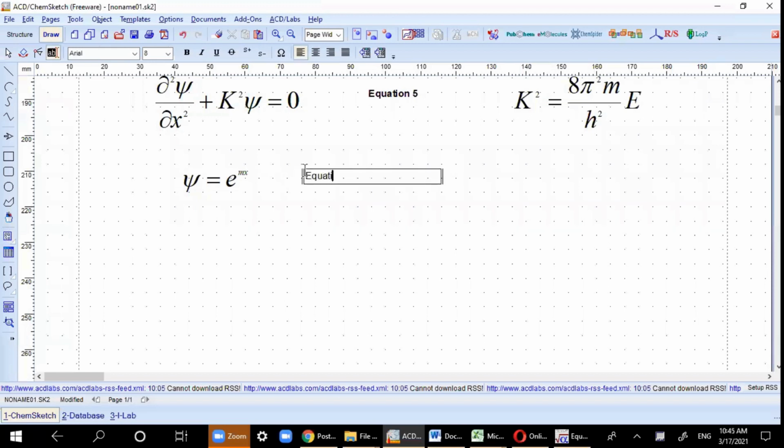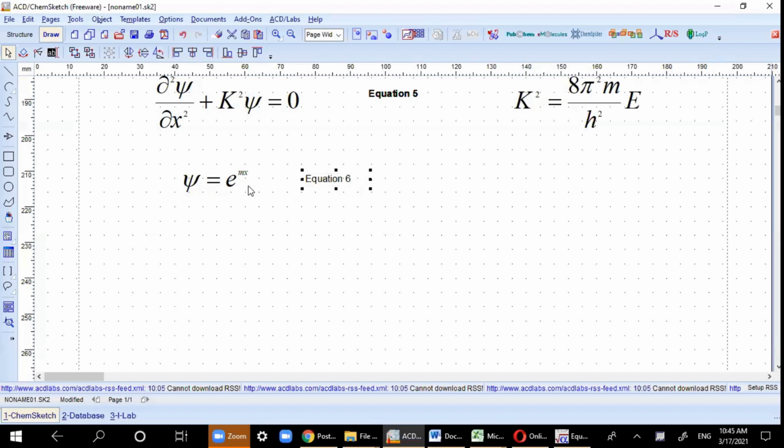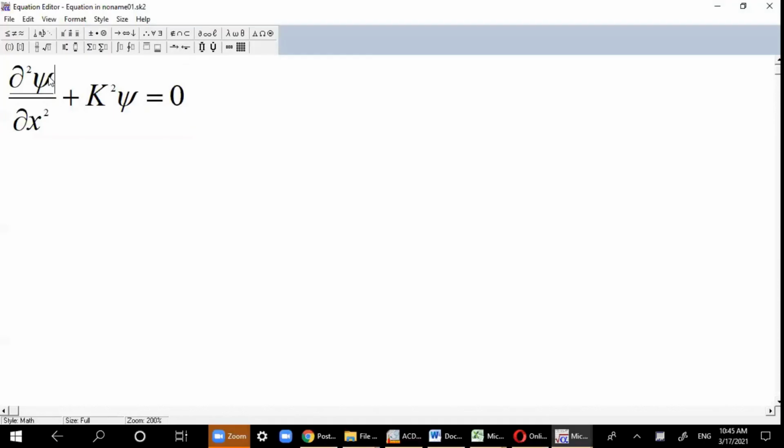Could you catch my points, please? If you are having any difficulties, this is one of the important questions in unit 1, the derivation of a solution for energy and wave function. Psi is equal to e power mx. Now let us substitute this equation 6 in equation 5, e power mx.